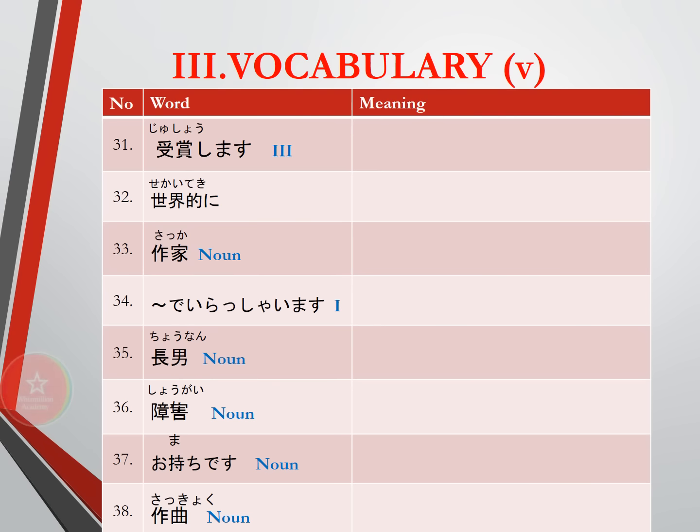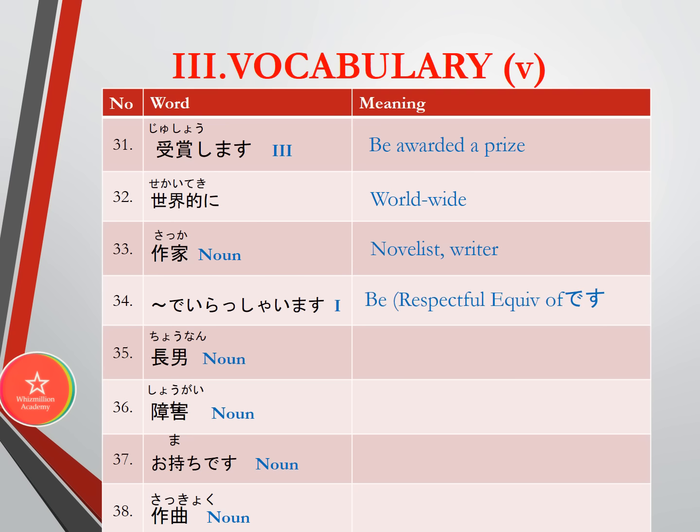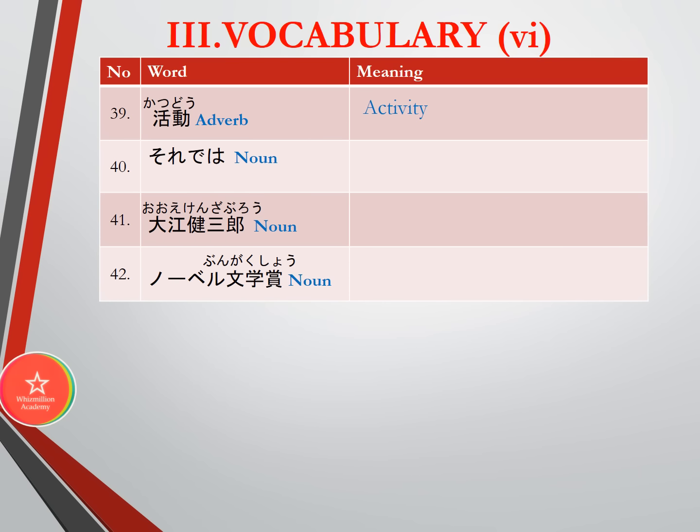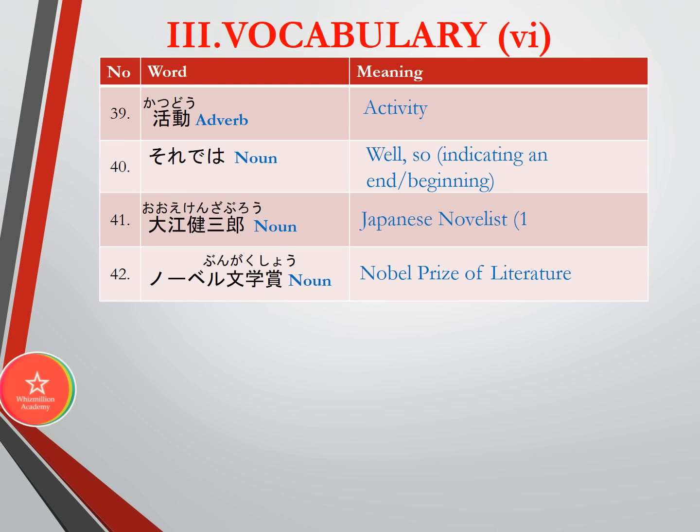作品 work of. 受賞します be awarded a prize. 世界的に worldwide. 作家 novelist, writer. でいらっしゃいます respectful form of です. 長男 one's eldest son. 障害 handicap, defect. お待ちです respectful way of saying 待っています. 作曲 composition, music. 活動 activity. それでは well, so, indicating an end or beginning. ノーベル文学賞 Nobel Prize of Literature. 大江健三郎 Japanese novelist name.